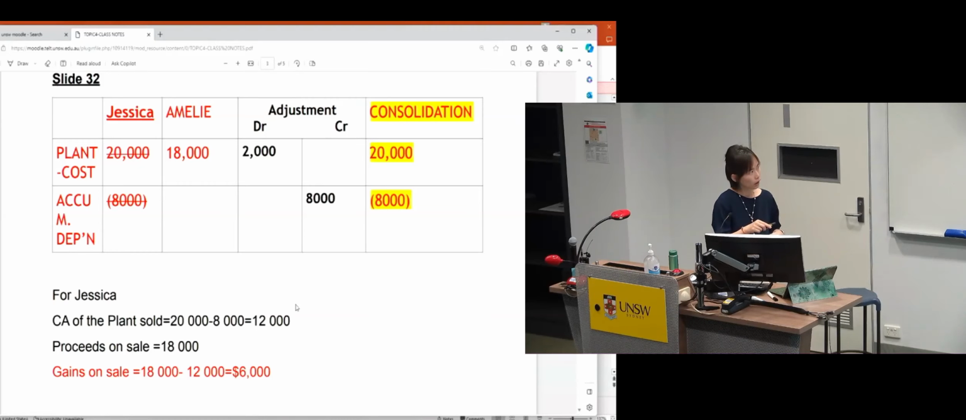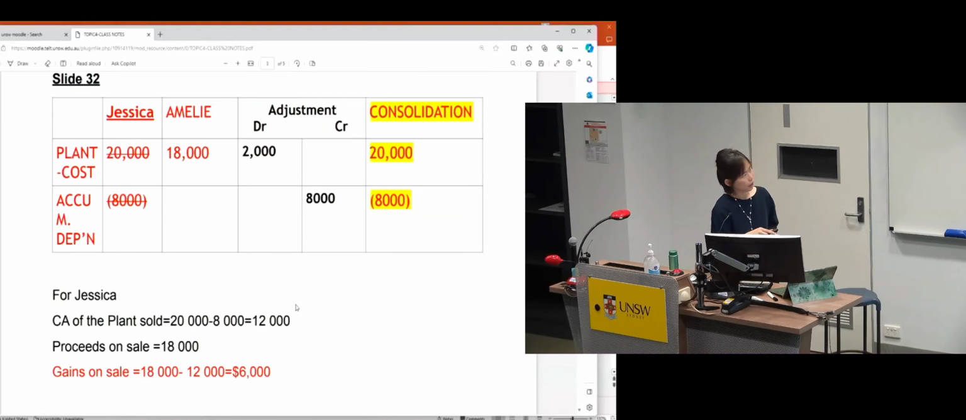So these records in Jessica also represent the group position, okay? But after the transfer, Amelia recognized the plant cost as 18,000. What is the original cost to the group? 20,000. So you can see the difference, 2,000, is your adjustment in the worksheet.